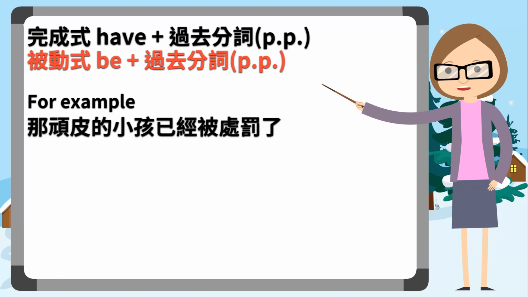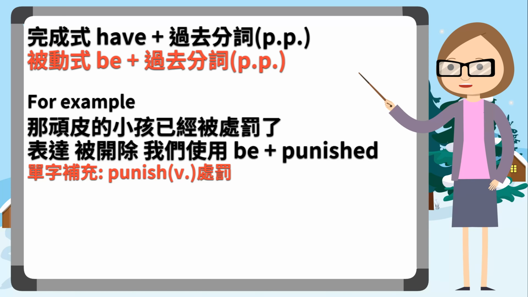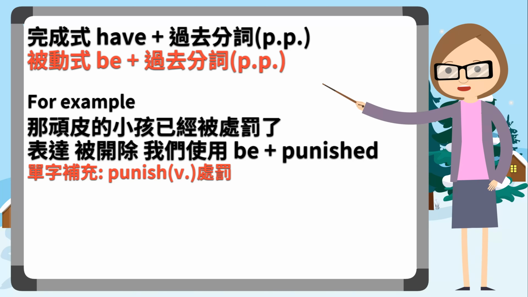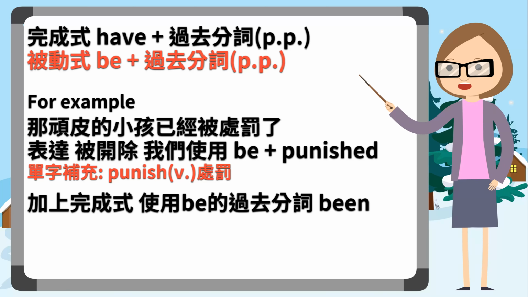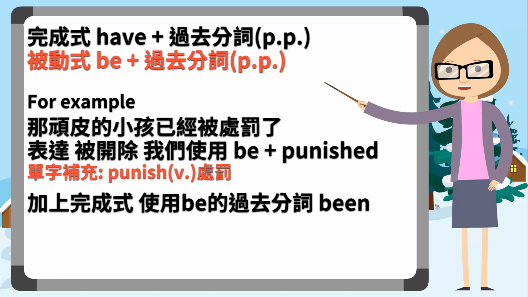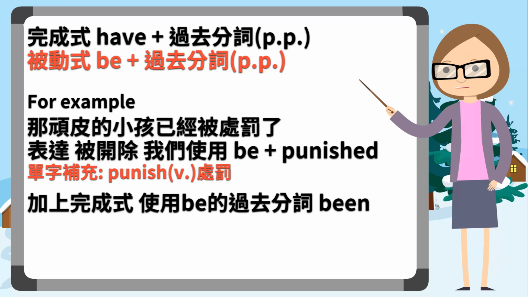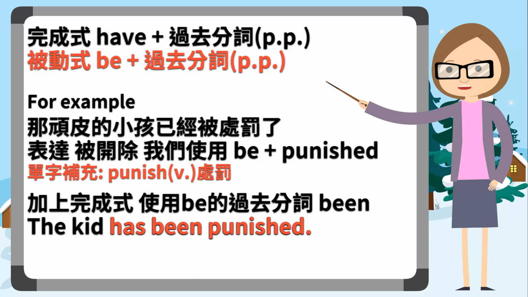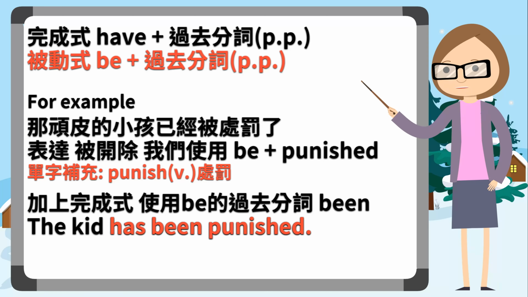那顽皮的小孩已经被处罚了。表达被处罚，我们使用动词 be 再加上 punished。我们在前面再加上完成式，我们使用 be 的过去分词 been。所以我们将句子写成 The kid has been punished.